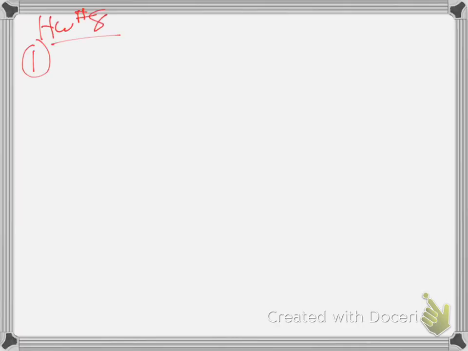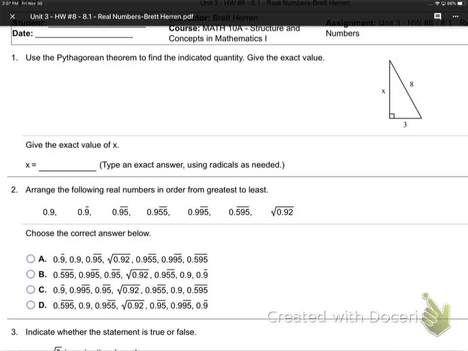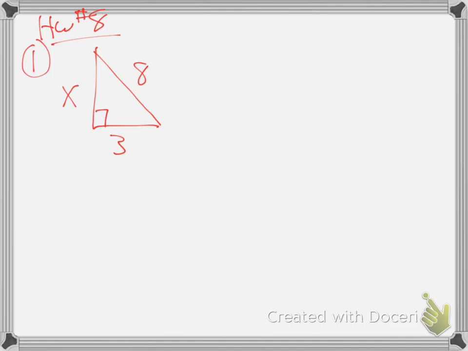Number 8. Number 7 is already on YouTube for you. x, 3, 8, did I get that right? Yeah, x, 3, 8. They want you to find x. So how do you find x on a triangle like that? Do you remember?